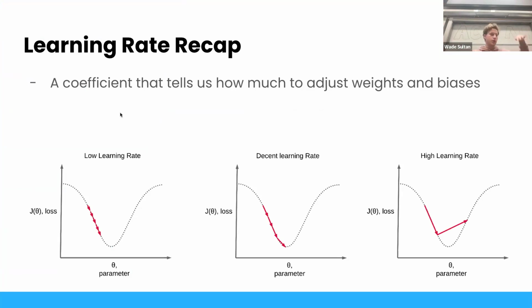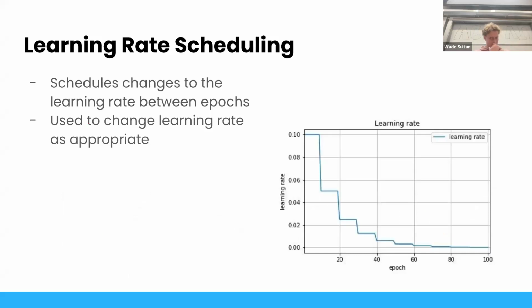Basically, you want to be able to approach your minimum fast enough, but not so fast as to overshoot it. So one of the ways we can do that is to schedule changes in the learning rate between epochs, and we can change it as appropriate. In this example here, we start with 0.1, then go to 0.05, then go to 0.025, and so on and so forth as we keep going through the epochs.